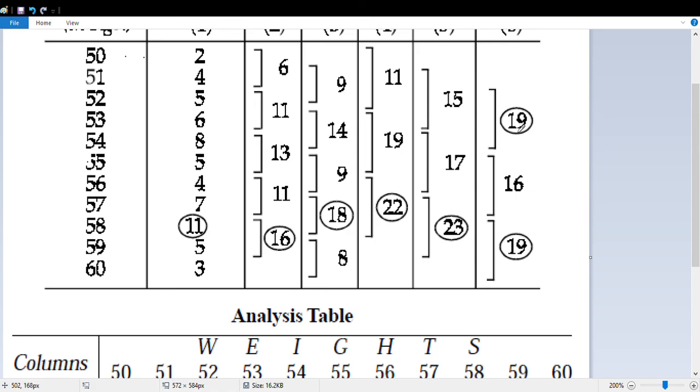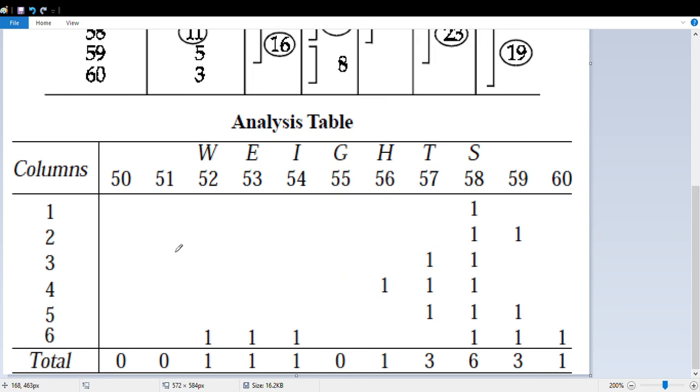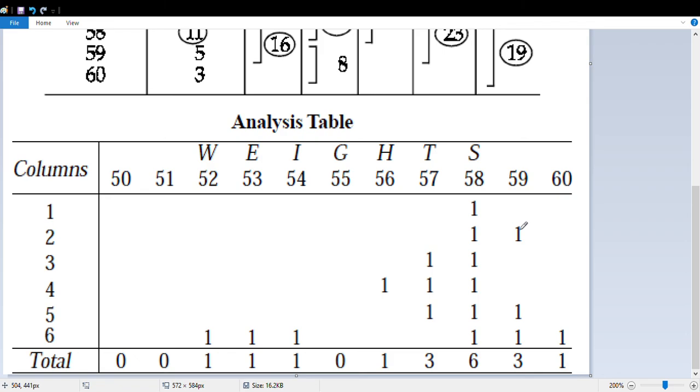How do we get this 19? By leaving two frequencies and adding three frequencies, 5 plus 6 plus 8, we get 19. In the same way, by adding 11 plus 5 plus 3, we get 19. Corresponding to these values, we must put tally bars, that is, under 52 one, 53 another, 54 another. In this case, we find two highest frequencies, so we have 6 tally bars here.